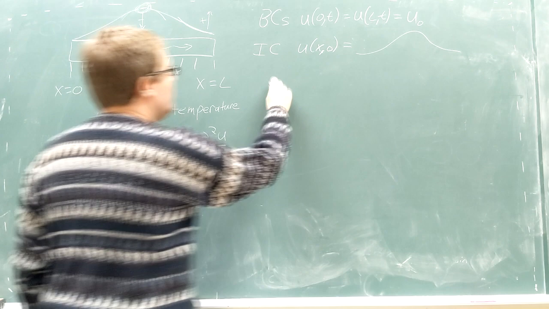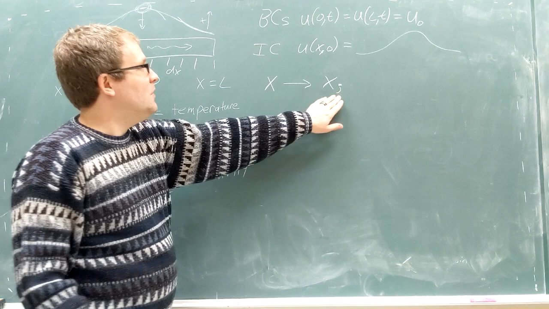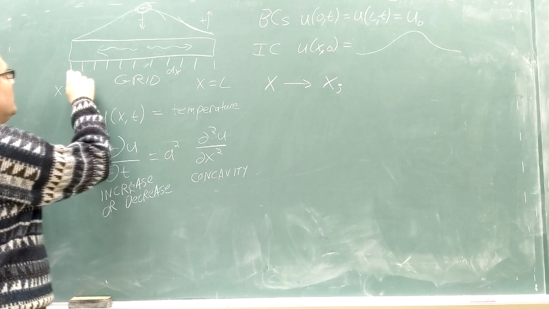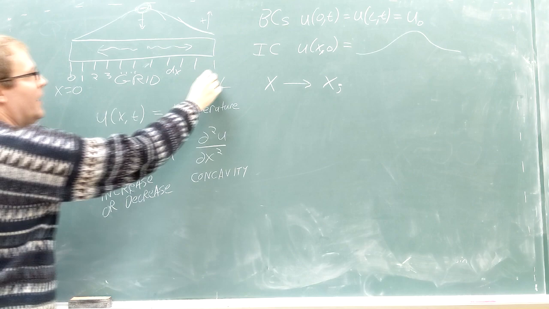And we're going to replace x with x with an index j. So this just means the jth point along the grid. This would be j0, this would be j1, j2, j3, on and on up to however many points you have for j.